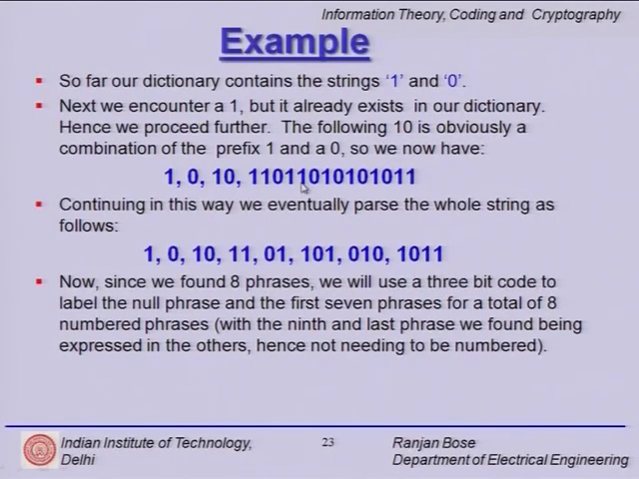I encountered a 1. Is 1 present? Sure, it is present at location number 1. Is 1 0 present? Oh yes, it is present, location number 3. So, I proceed further 1 0 1. Is 1 0 1 present? No, it is not. So, I put a comma after 1 0 1. Okay. And I proceed further along the same lines. So, I get 0 1 0 comma and then 1 0 1 1 comma and so forth.